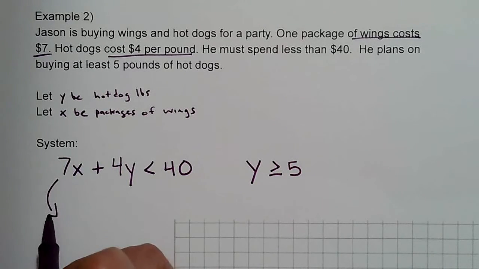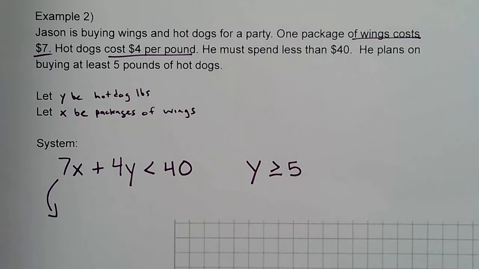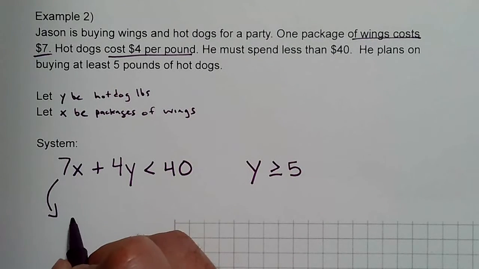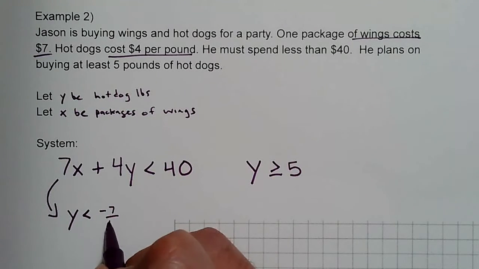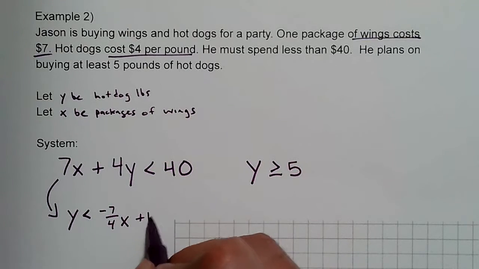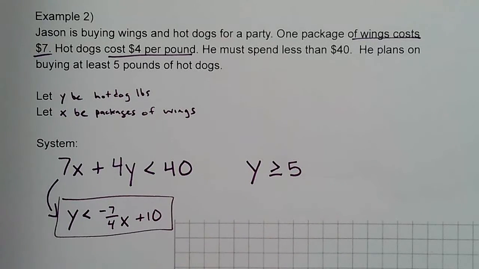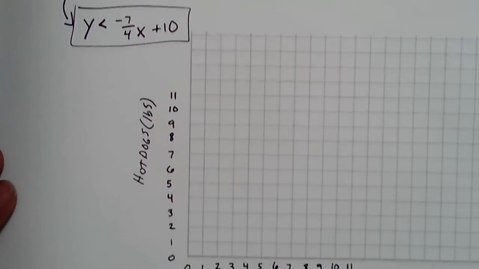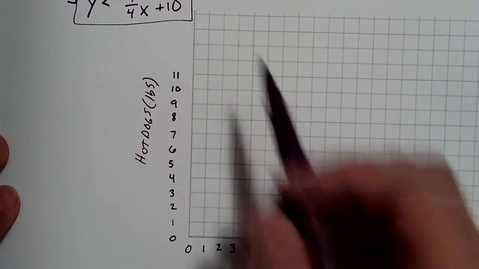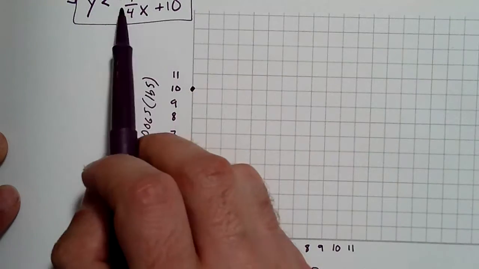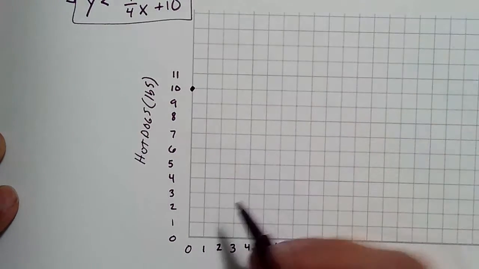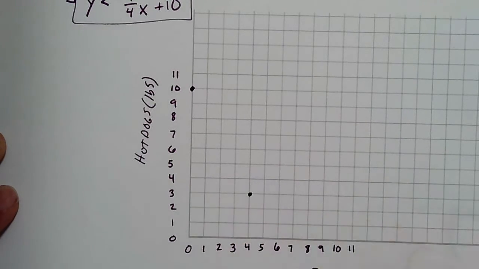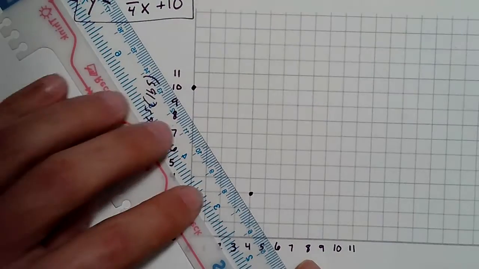Okay. Again, not in slope-intercept form. If we were to change to slope-intercept form, we would get Y is less than negative 7/4 X plus 10. So that's the inequality we're going to want to graph. All right. Let's take a look. Y is 10. Down 7, right 4. I'm going to check my intervals, counting by ones, so we're good. So down 7, right 4. 1, 2, 3, 4.